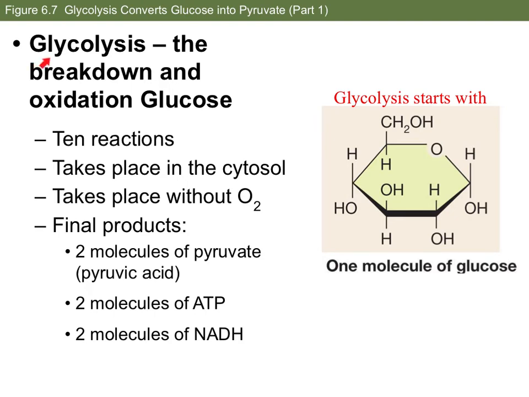This process of glycolysis is a good example of a biochemical pathway. It takes place in the cytosol, and it takes place without the use or presence of oxygen, which is O2. The final products of glycolysis include 2 molecules of pyruvate, also known as pyruvic acid, which is a 3-carbon molecule, 2 molecules of ATP produced by substrate-level phosphorylation, and 2 molecules of NAD+ reduced down to NADH.